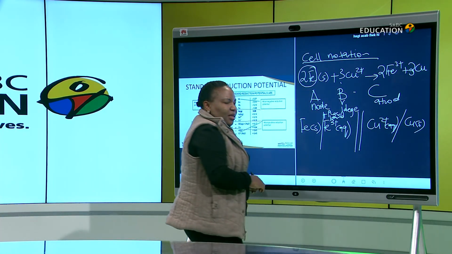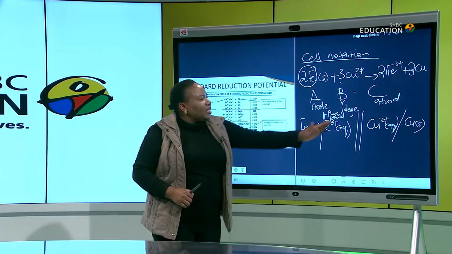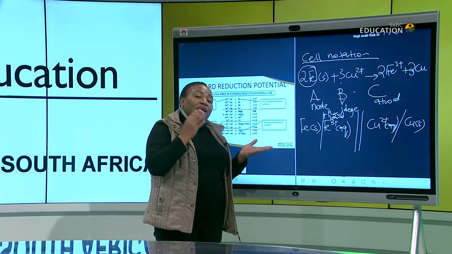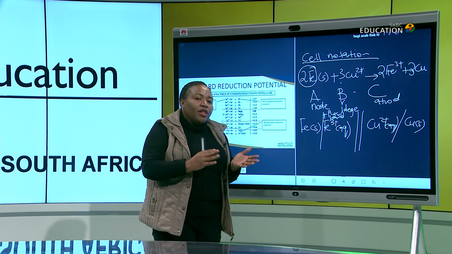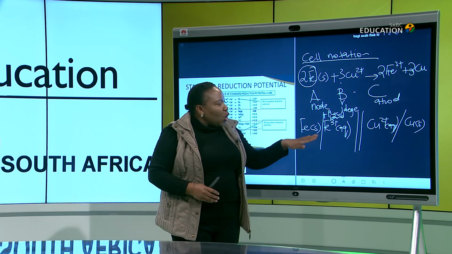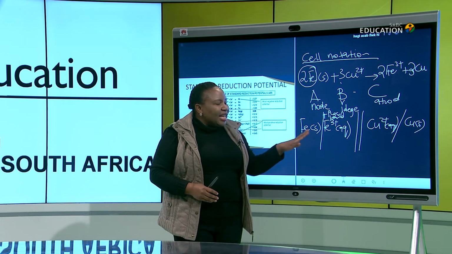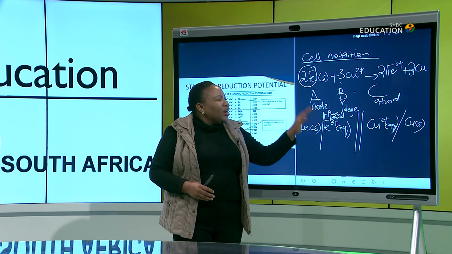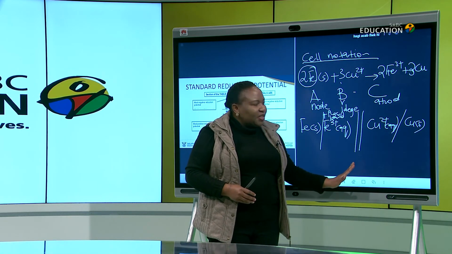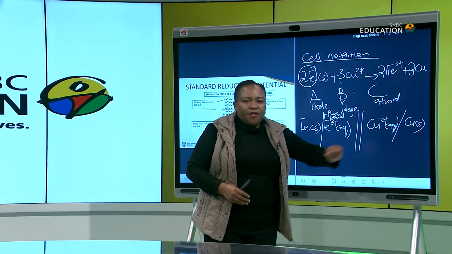When you read it, you can see that this cell notation shows exactly what was happening in this galvanic cell, all the components that were forming it. So it was an iron solid undergoing an oxidation reaction, losing electrons and forming ions. Then the salt bridge was separating the two half cells, and then we have copper ions giving you copper.